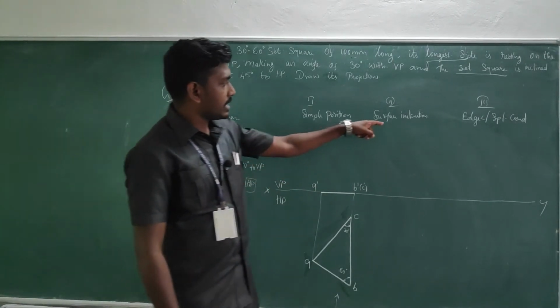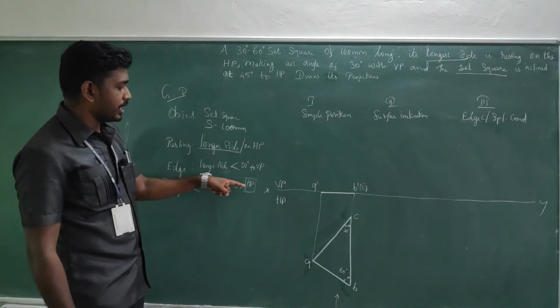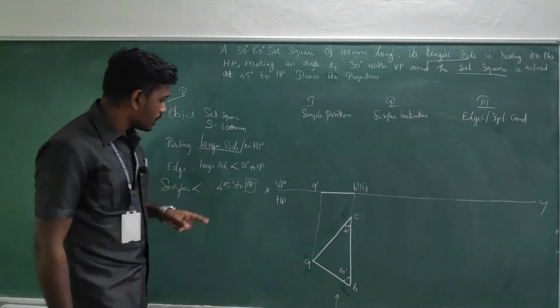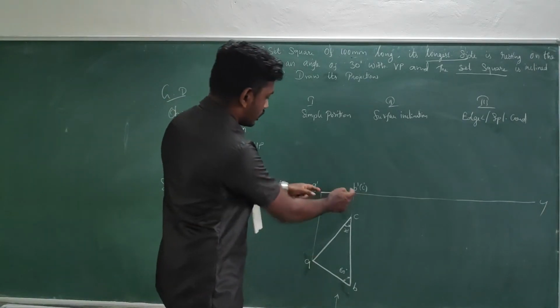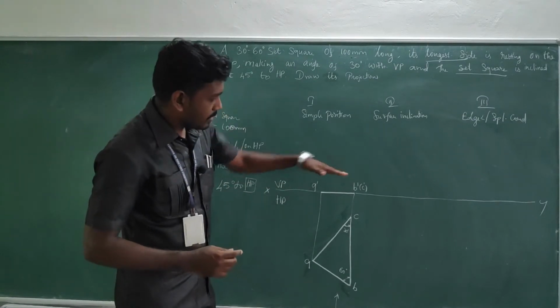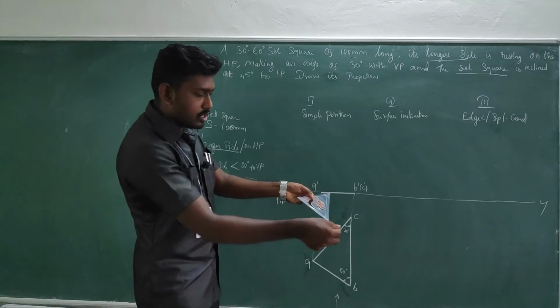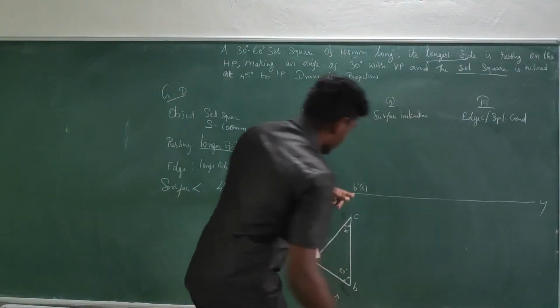What is next? The surface inclination. The surface is inclined 45 degrees to HP, right? So 45 degrees. In the front view, I am going to take the inclination. I am going to tilt the line. It is like this. I am going to tilt it.